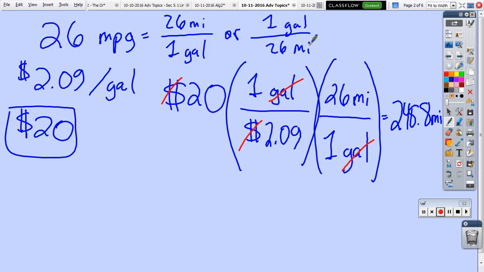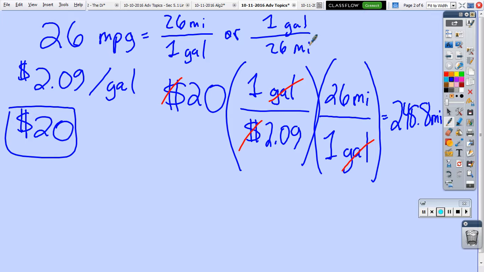So they give the given information: assuming you have a vehicle, and on average it's 26 miles per gallon, assuming that the gas is $2.09 a gallon, and you want to know if you spend $20 on gas, everything else remaining the same, how far could you drive with $20 under these conditions? So here's a perfect example of how you go from dollars to miles. Start out with $20, how do we get to miles?